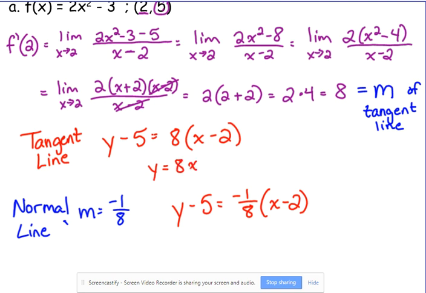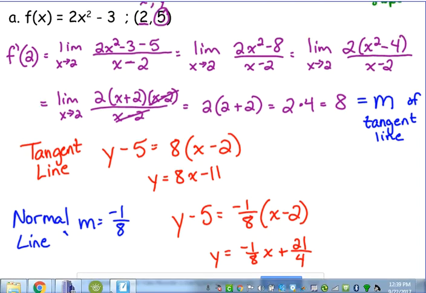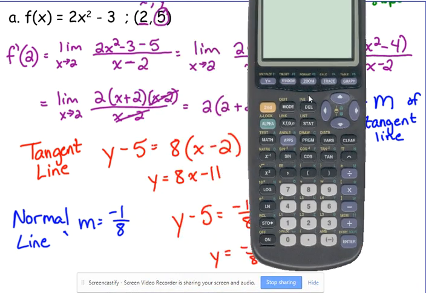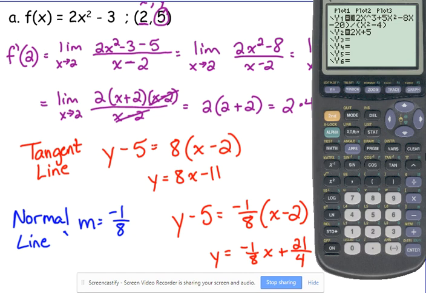So let's see here, that's minus 16 plus 5, so that's minus 11. And this is, let's see here, 1/4 plus 5, which is 24th, so that's plus 21 over 4. Okay, so what I'm going to do is graph my function. I'm going to graph that parabola that we started with, 2x squared minus 3. And I'm going to put my tangent line in y2, and I'm going to put my normal line in y3.